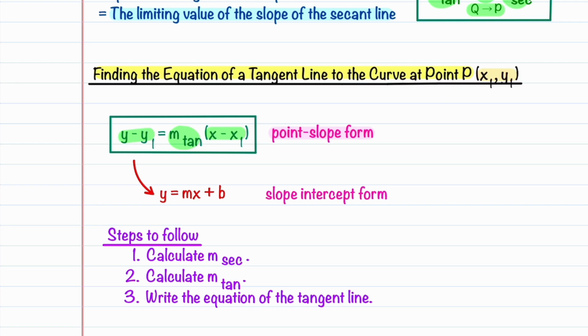Once you find this equation, it's often helpful to write it in this form, which is called slope-intercept form. The reason for that is when you write an equation in this form, you can easily see the slope and the y-intercept. To make things easier, I've written down 3 steps that you can follow to find the equation of the tangent line. We just went through these 3 steps. We first calculated the slope of the secant line, and then we found the slope of the tangent line, and then we used that slope of the tangent line to write the equation of the tangent line. Let's now look at an example.